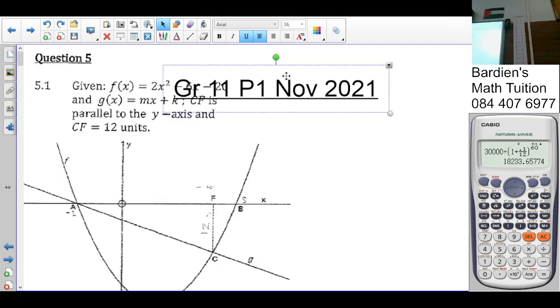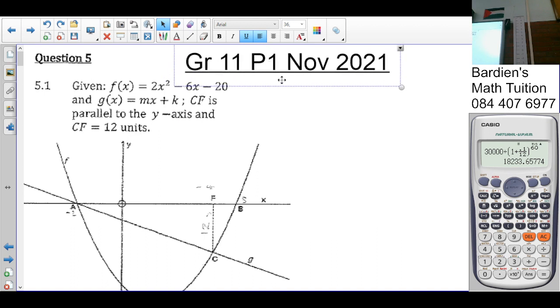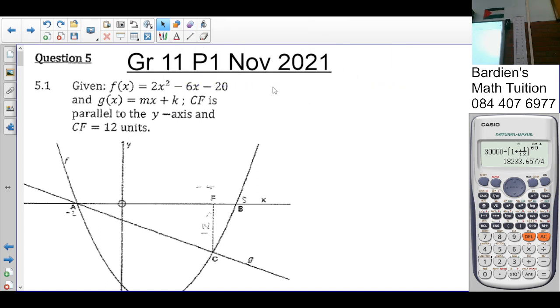How much is the investigation? You'll be out of 50 marks, 400. You're going to write in your maths period.